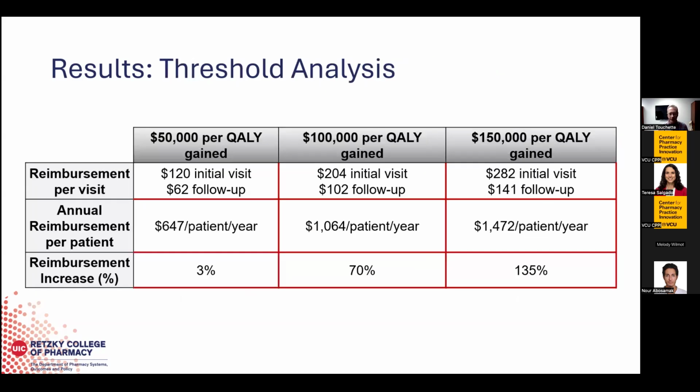When we looked at this in a different way, doing a threshold analysis where we increased the reimbursement per visit, our base case value is very close to the 50,000 per quality gained estimate. But when we looked at a threshold of 100,000 per quality gained, we found that pharmacists could theoretically be charging $200 for their initial visit and $102 for each follow-up visit and still maintain 100,000 per quality gained value, which is actually still a pretty low value when we look at therapeutic interventions. For drugs, we often use a value of 150,000 per QALY gained, in which case pharmacists could be paid up to $282 for the initial visit and $141 for each follow-up, and still provide this level of value in healthcare.